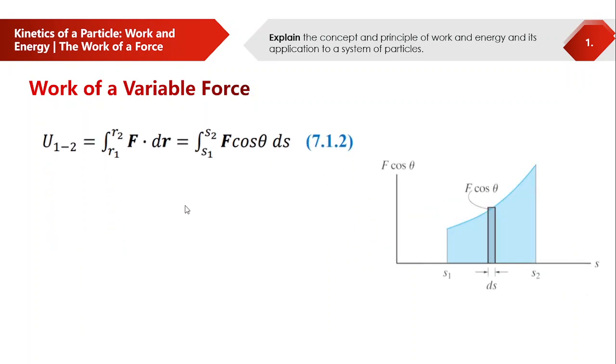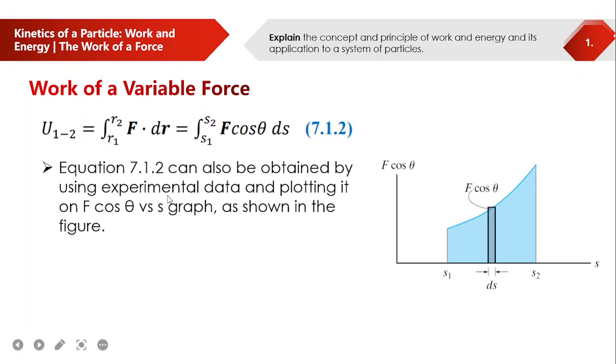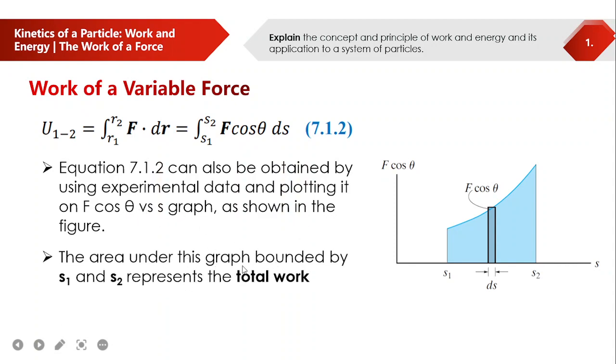Okay? Now, there's also an experimental data, no? Ito yung equation mo or your formula. It can also be obtained by using experimental data and plotting it on an F cosine theta versus s graph. Ito yung F cosine theta na axis mo and then ito yung s axis mo. Okay? As shown in the figure. So, the area under the graph, bounded by s sub 1 to s sub 2, represents the total work. Take note ha.